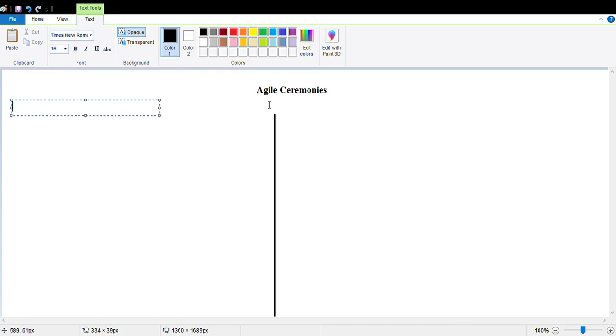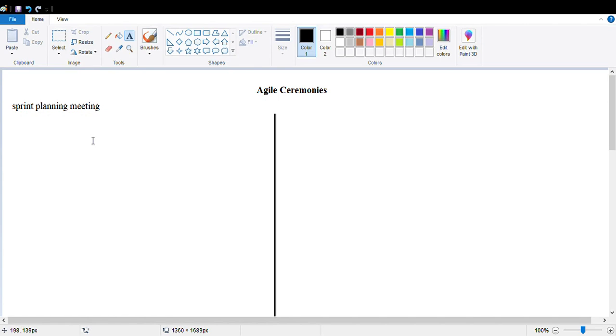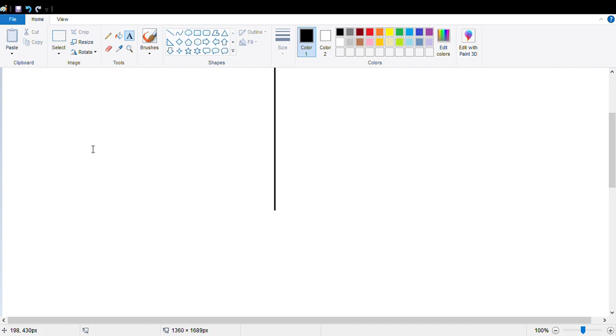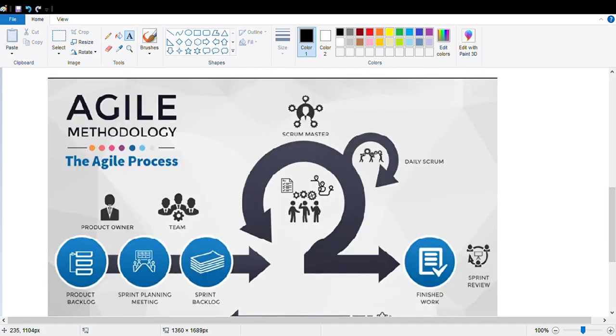Now we'll discuss Agile ceremonies, which are otherwise called Agile meetings. The first meeting is the sprint planning meeting. As I said earlier, choosing a user story from the product backlog and listing them on the sprint backlog, all those things are discussed in the sprint planning meeting. We'll understand more by looking at the diagram.